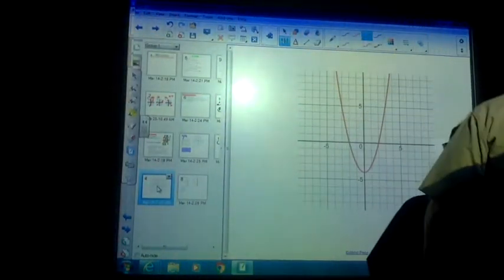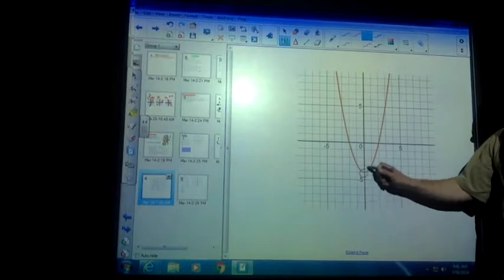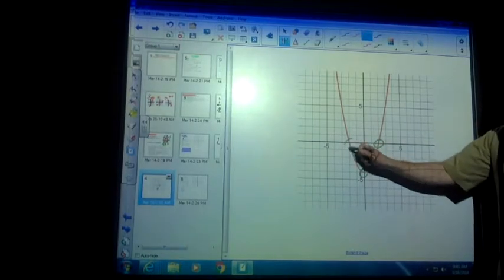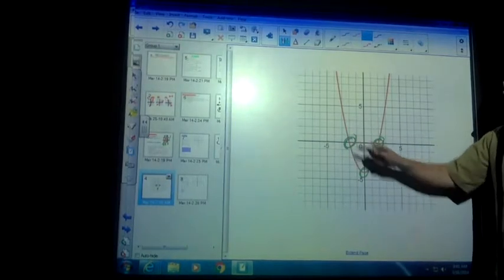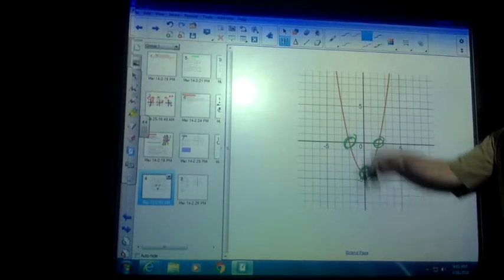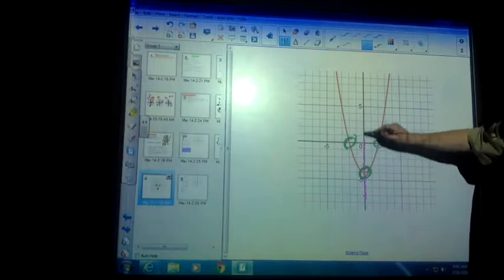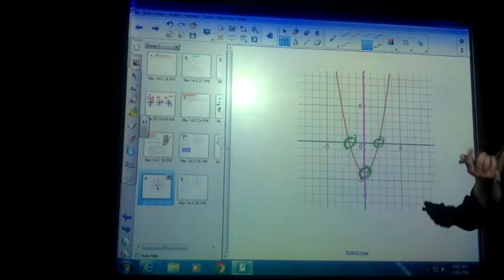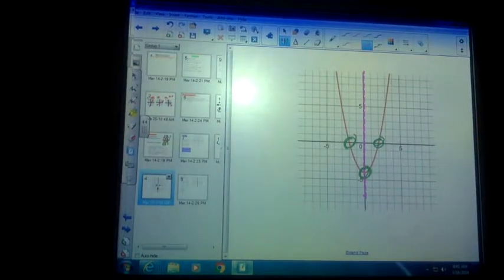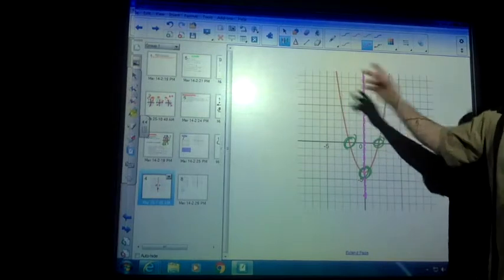So, it's a parabola that opens up. That's all it is. It does seem to cross the x-axis here and here. It crosses the y-axis here. It opens up. There's a line right here that makes a symmetric thing where if I were to fold this over, it would fold on top of itself.